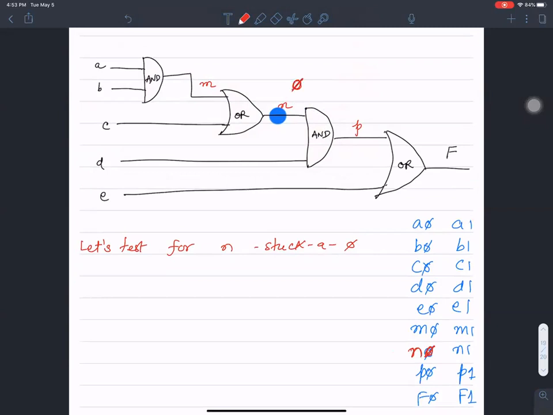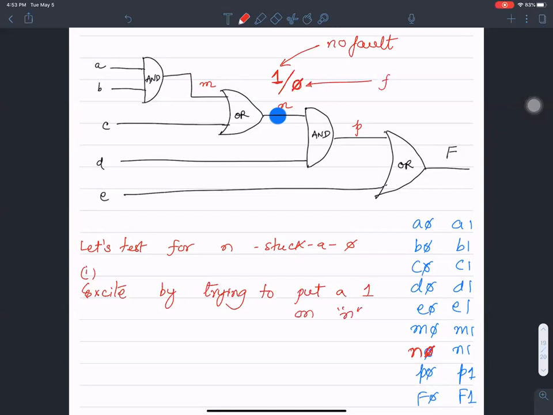So I'm going to represent 0 here as a fault. In order to test that, I try to put a 1 on this node. That's called excitation. So in order to test for N stuck at 0, we first need to excite it by trying to put a 1 on N. This is the no fault value, and this is the faulty value. This is what the AND gate sees if it is indeed stuck at 0. And this is the one I'm trying to put on it, 1.